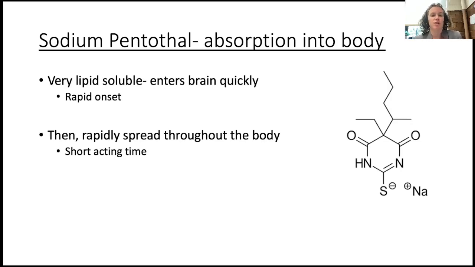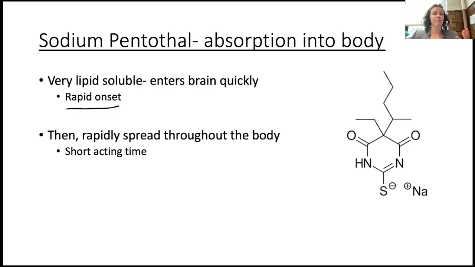So let's first just take a look at sodium pentothal for a moment and talk about it. So here is a structure of sodium pentothal. We have this kind of ring and this little tail looking thing. So a structure that looks like this means it's lipid soluble, or it would dissolve in oil. And what this means is that when it enters our body, it can get into the brain very quickly. And so this explains why it works so fast.